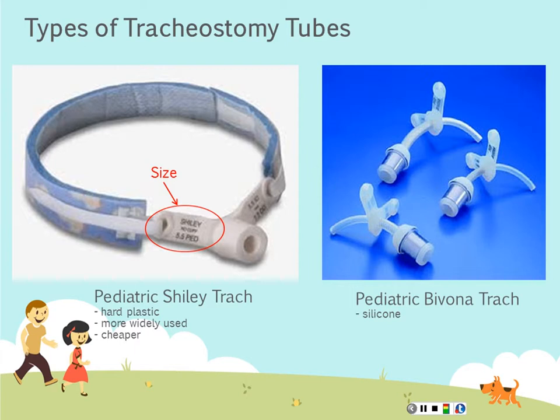Other ties you may see used are those shoestring type string ties. If you look at the red circle with the arrow pointing to it, that's where you're going to check and see the actual size of the tracheostomy tube. This is a pediatric Shiley trach. It is a 5.5 size, and between Shiley and the 5.5 ped, it says no cuff, so it is an uncuffed trach.